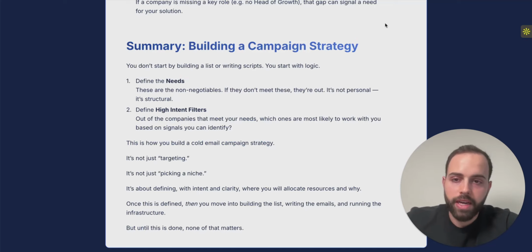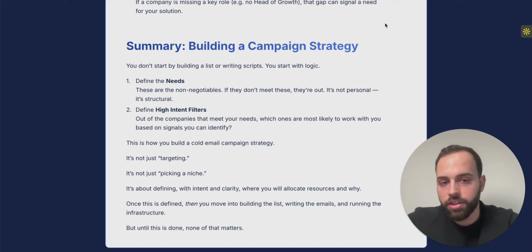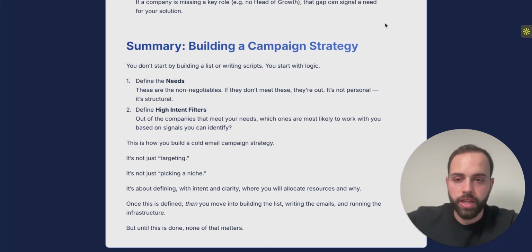So to summarize now, you do not start by building a lead list or writing scripts. You start with logic. And in order to do that, you need to, number 1, define the needs. So your non-negotiables, where if certain companies do not meet these, they're essentially out. It's not personal, it's a structural process. And number 2, you need to define high intent filters. So out of the companies that meet your needs, which ones are most likely to work with you based on signals that you can identify.